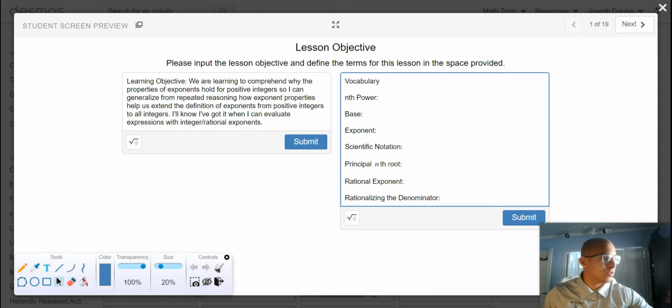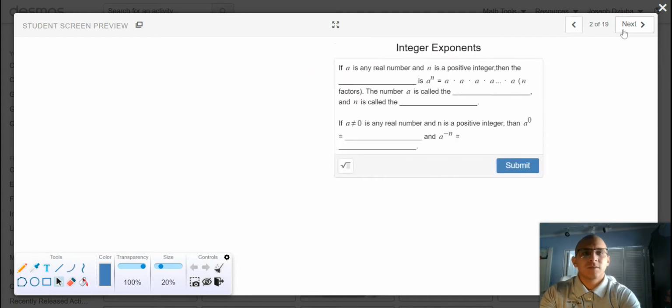Sorry, I'm dual wielding on two laptops, so I'm trying to make sure I've got both my screens ready to rock and roll. Here we go.